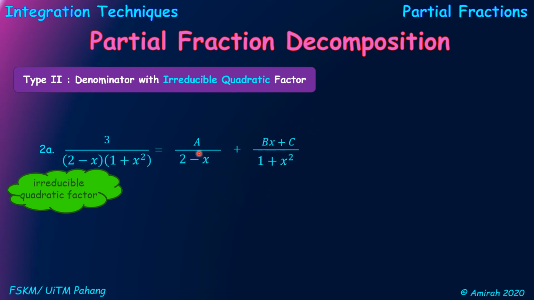From here, we have constants A, B, and C. There are three constants here, because when we expand the denominator, we have degree 3. So that's why we will have three constants A, B, and C if the denominator of the original fraction has degree 3.